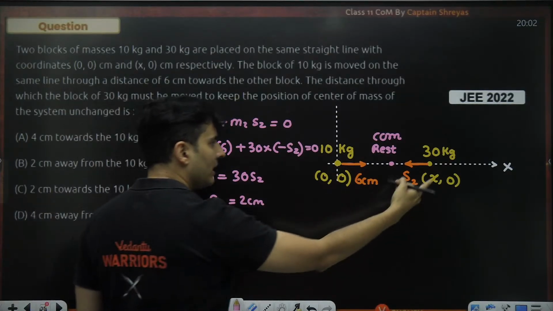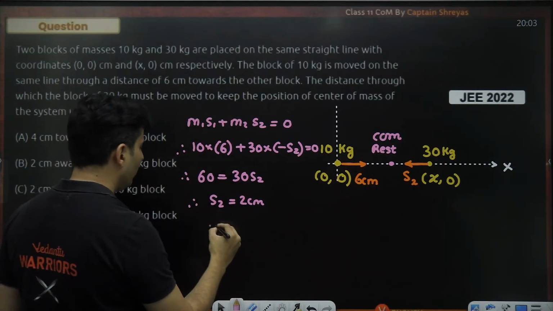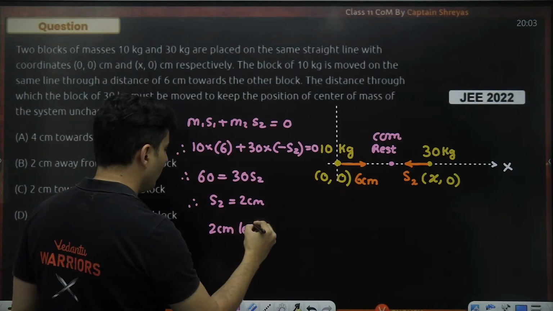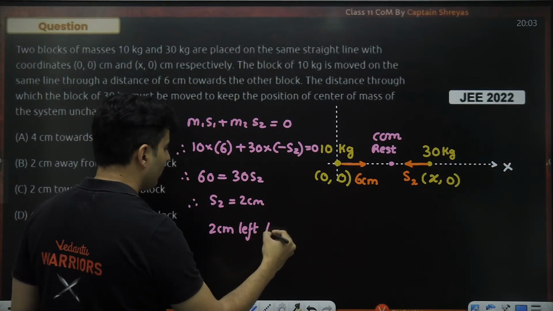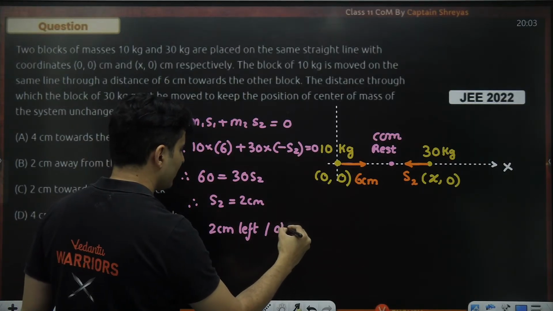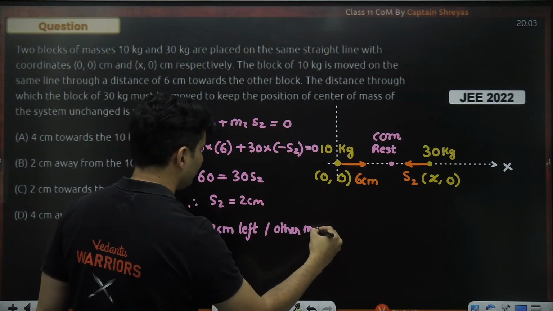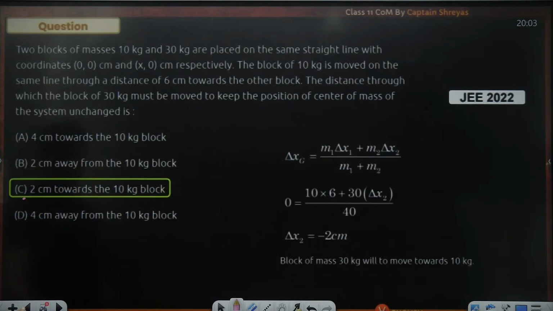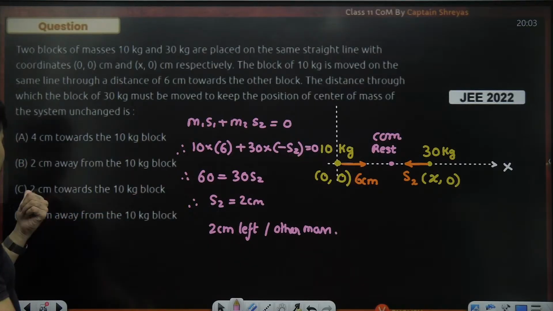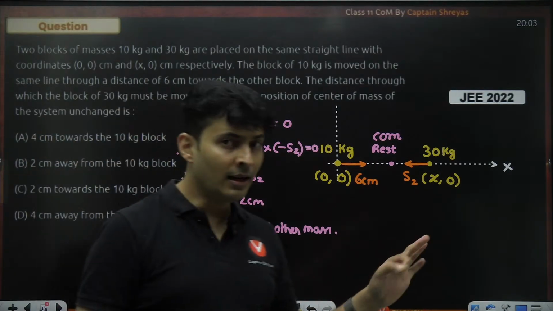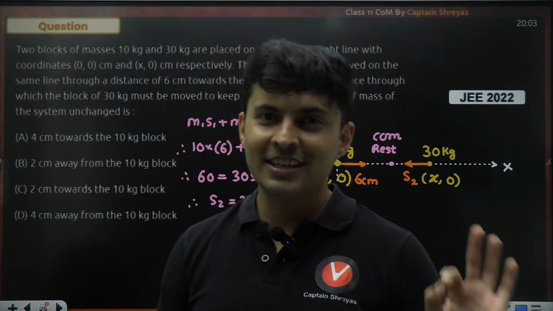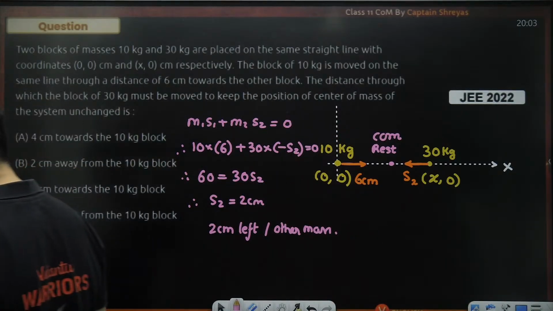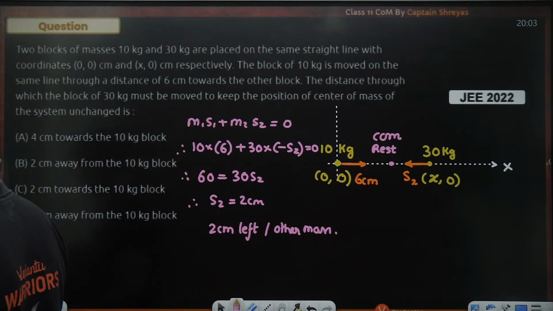But S2 was already assumed to be towards the left. So therefore, 2 centimeters towards the left, or basically towards the first mass. That's what the answer will be. So the answer is 2 centimeters towards the 10 kg block, which is option C. Is this clear? How do we use that particular equation? Amazing, right? Good evening, Sangam. Everybody got it? Give me a thumbs up, guys.